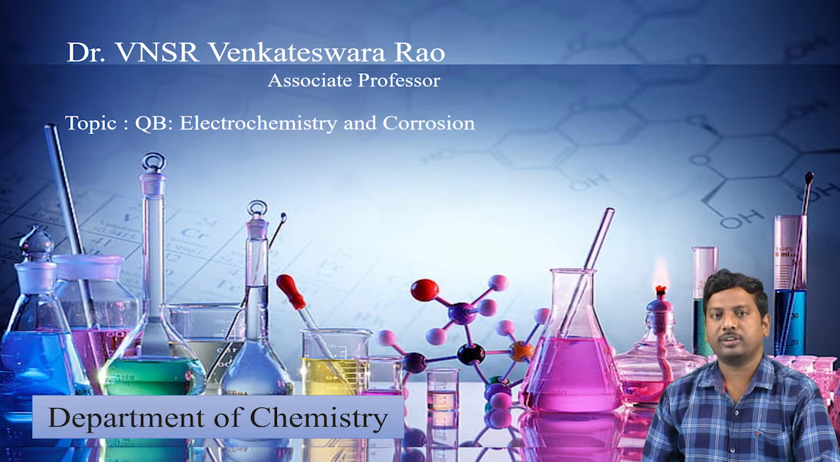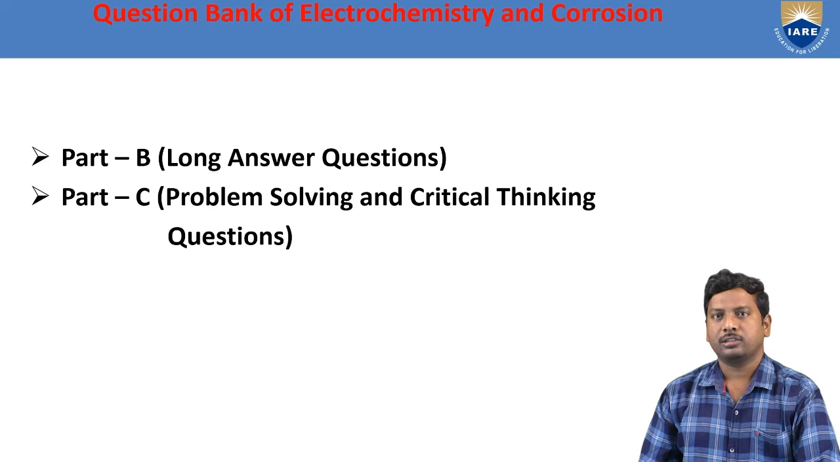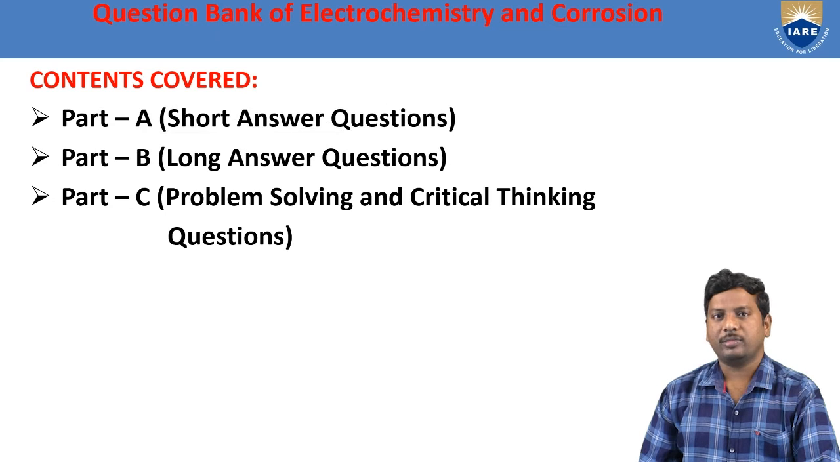So today I would like to give the topic on the question bank of Electrochemistry and Corrosion. Before starting the topic, first you see what contents are involved in today's session. These contain mainly three parts. Part A, short answer questions, weightage is 2 marks. Part B, long answer questions, weightage is 10 marks. And Part C, problem solving and critical thinking questions, weightage is 10 marks.